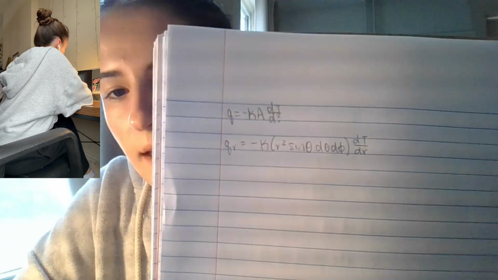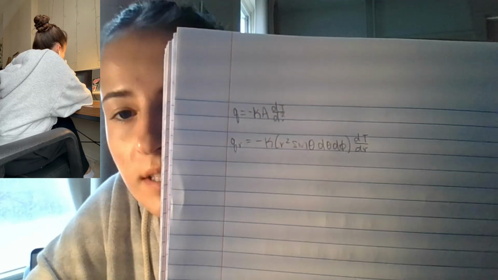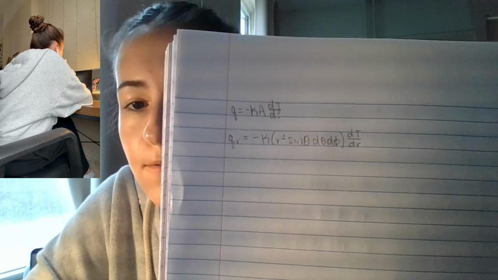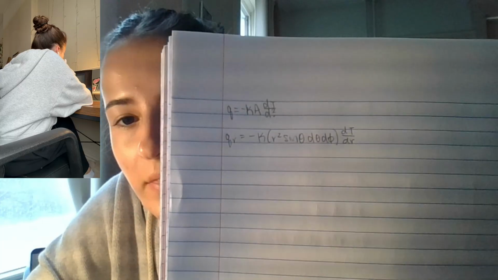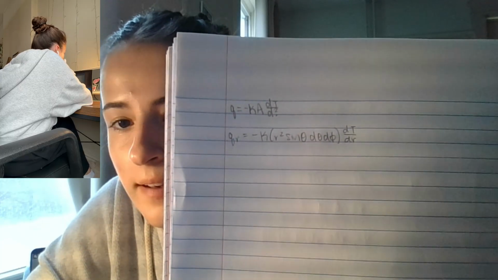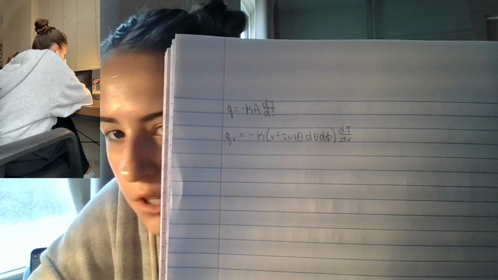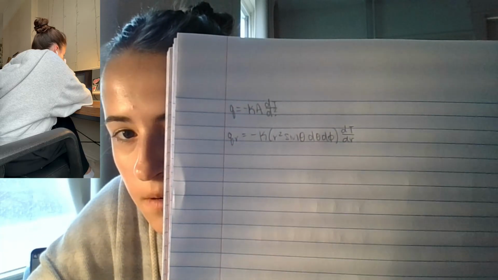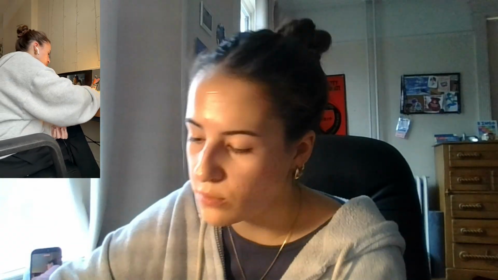So here I've plugged in that cross-sectional area. The r sine theta d phi is one direction, and then the r d theta is another direction, and then still just times our dT over dr. So that's what we get for the r direction for our heat flow there.